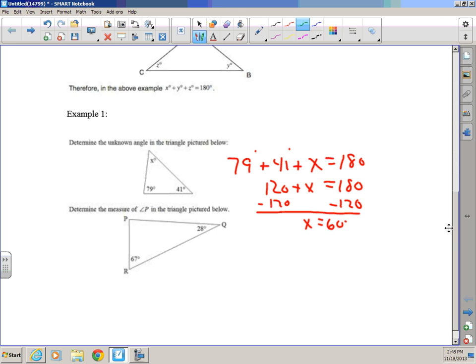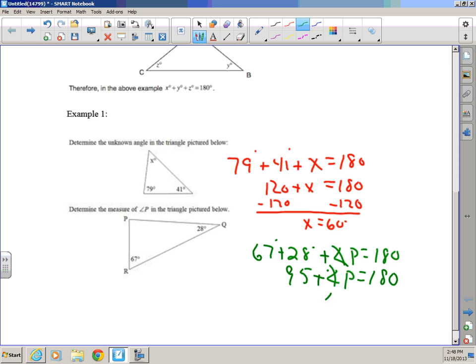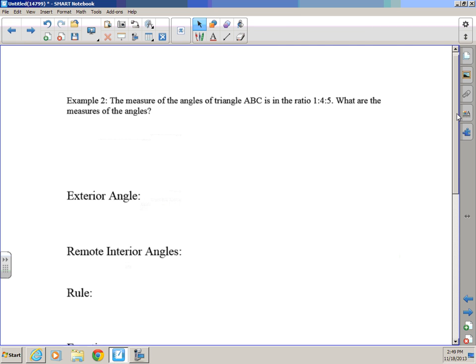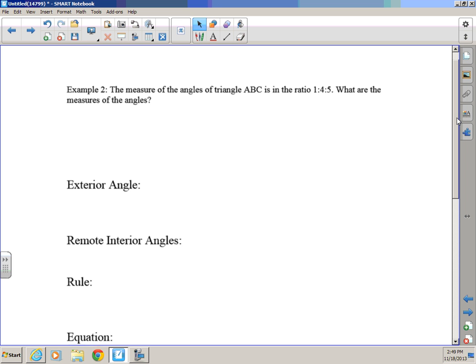And then if I go to the one here, 67 plus 28 plus angle P must total 180 degrees. 95 plus angle P is 180 degrees, which means angle P is 85 degrees. Okay. Now, if you take a look at the next problem, it says that I have three angles whose measures are in the ratio of 1 to 4 to 5. That means angle 2 is 4 times as big as angle 1. Angle 3 is 5 times as big. It's a ratio. Everything is in relation to the other.